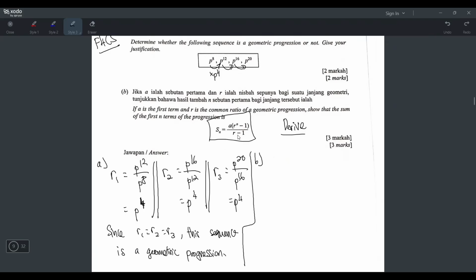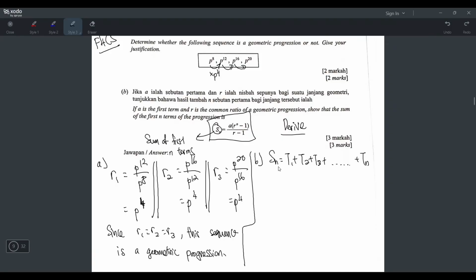So how do you prove this formula actually? First of all, you need to know the meaning of Sn. Sn is the sum of the first n terms, in other words, hasil tambah sebutan n yang pertama. So you're trying to get the first n terms and then add them together. When you're finding Sn, you're actually finding T1 plus T2 plus T3 until Tn. That's what it means by Sn.